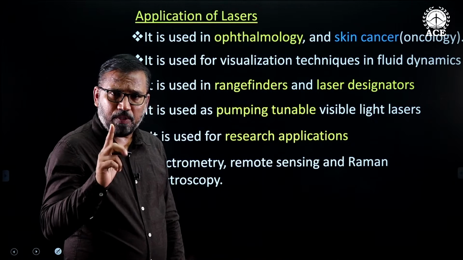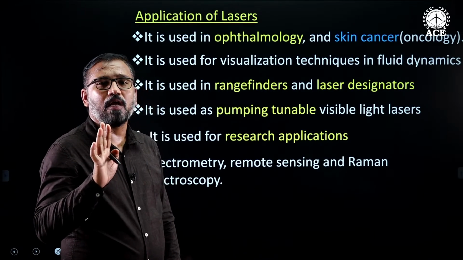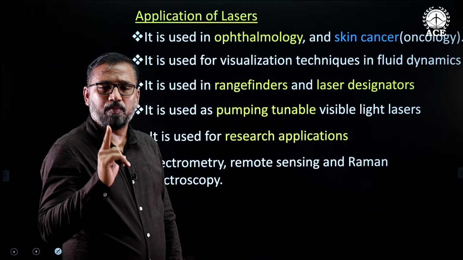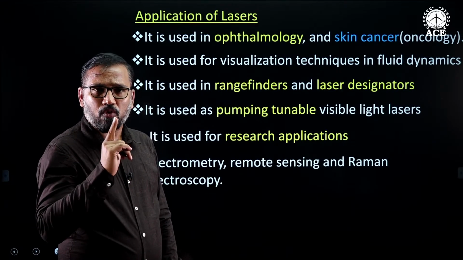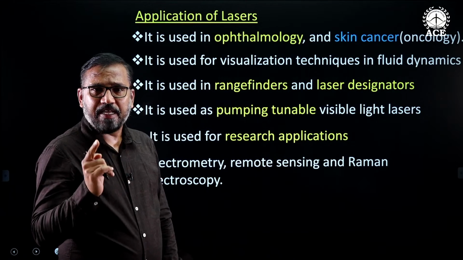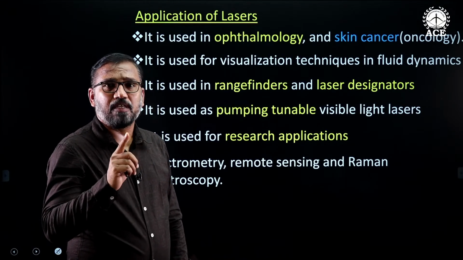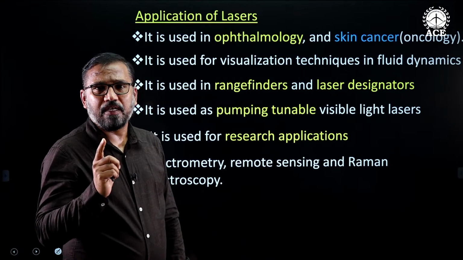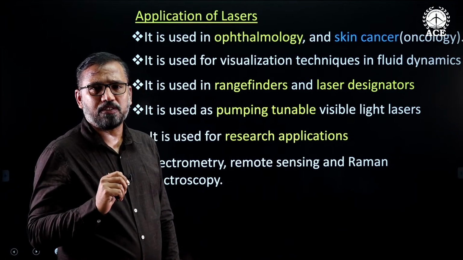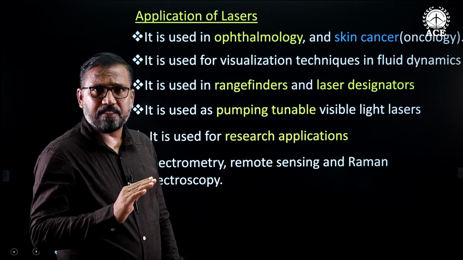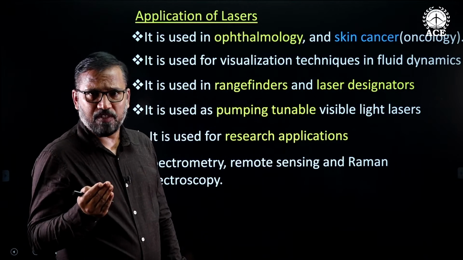Compared to the ruby laser, the ND-YAG laser, both are solid state lasers only. So the ruby laser is a 3-level laser, the ND-YAG laser is a 4-level laser. The 3-level laser output is in pulsed form. The 4-level laser output is in continuous waveform. So continuous waveform is more powerful. Compared to the ruby laser, the ND-YAG laser is more powerful. It is a 4-level laser.